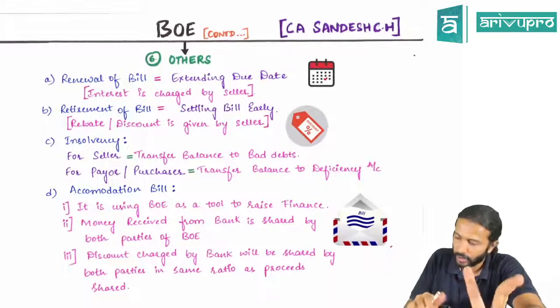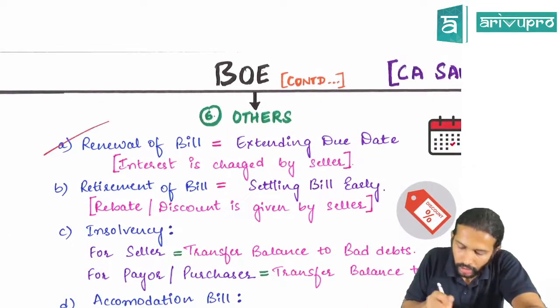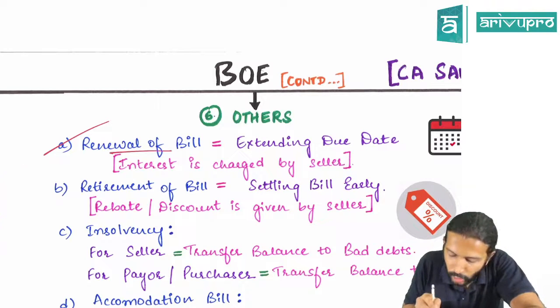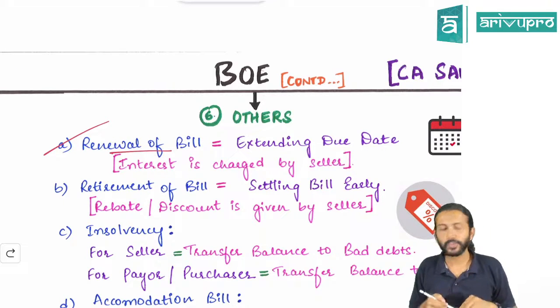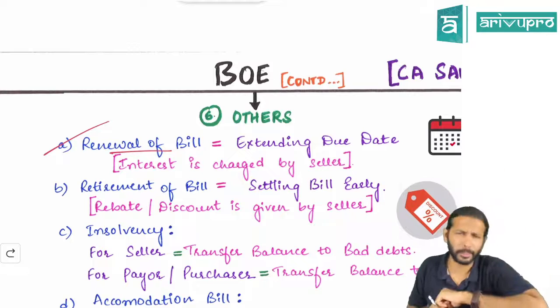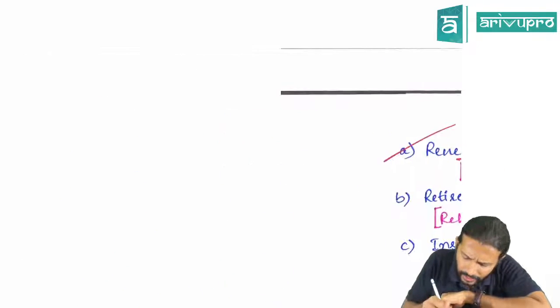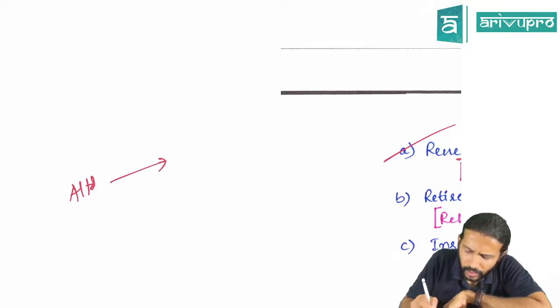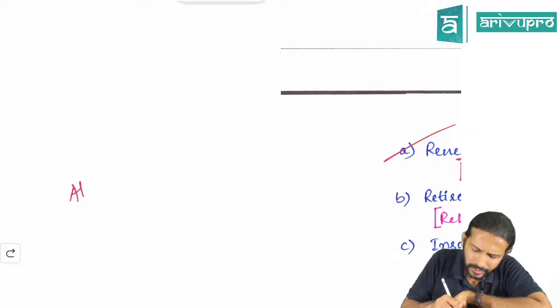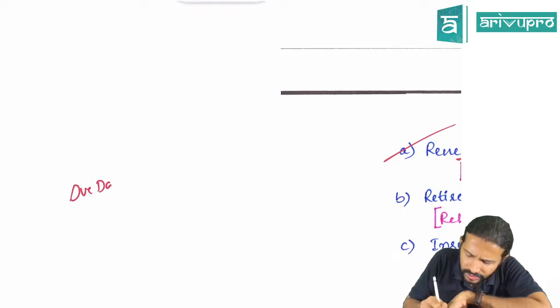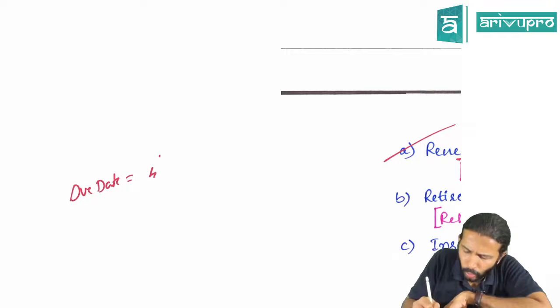There is another concept known as renewal of bill. What does renewal of bill mean? Let's say in our example, A Limited. Let's say the due date of the bill receivable is 1st May 2022.